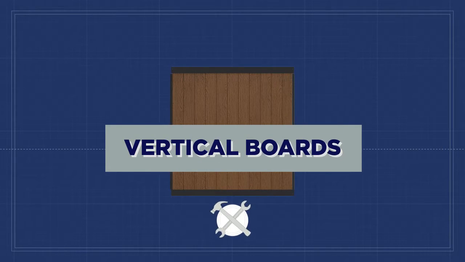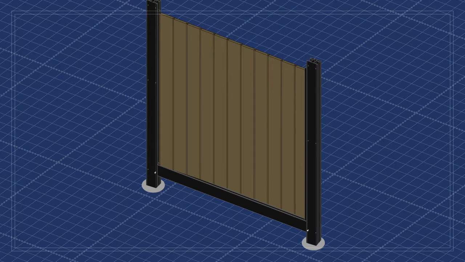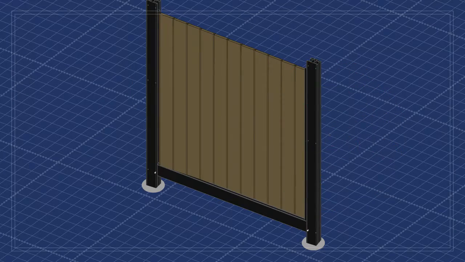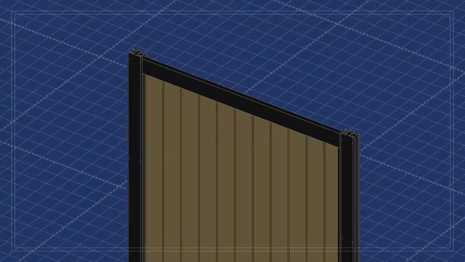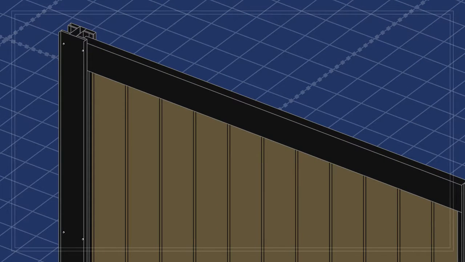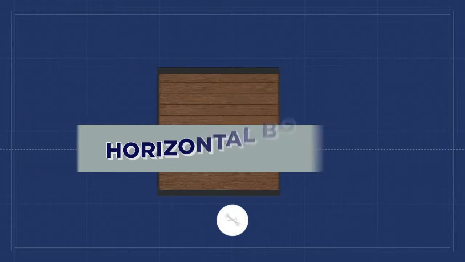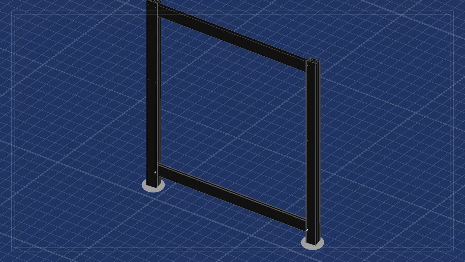For vertical boards, begin inserting boards from the outside and working your way towards the center. Be sure tongue and grooves of boards are aligned in the proper directions. With boards in place, insert top rail into post channel, lining up holes in the rail and post. Make sure open pocket and rail is facing down and insert pin. Repeat for opposite side.